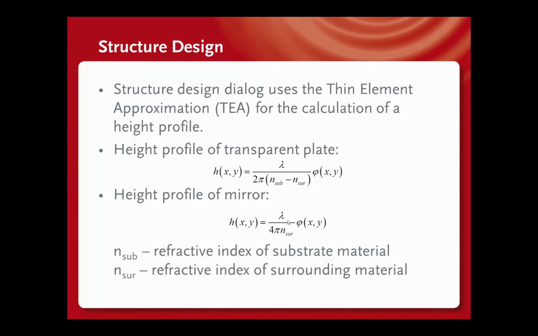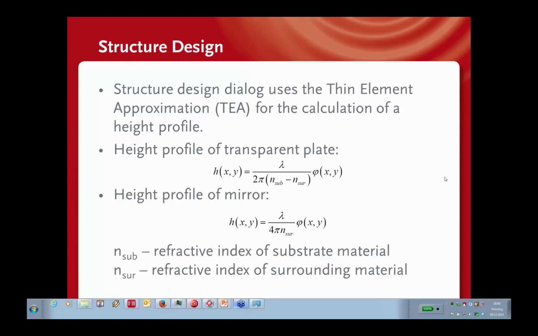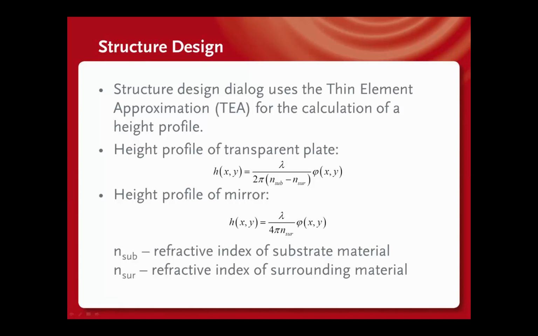I would like to mention that this thin element approximation is valid for DOEs with features or pixels larger than approximately 5 times the wavelength. If you have significantly smaller pixels or features, you should take into account that this model for the height profile calculation is not exactly correct. There can be some deviations between, let's say, experimental results and simulations.